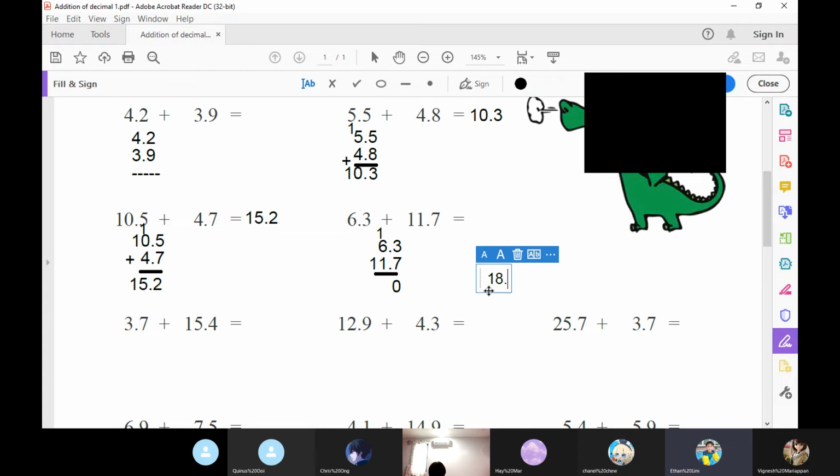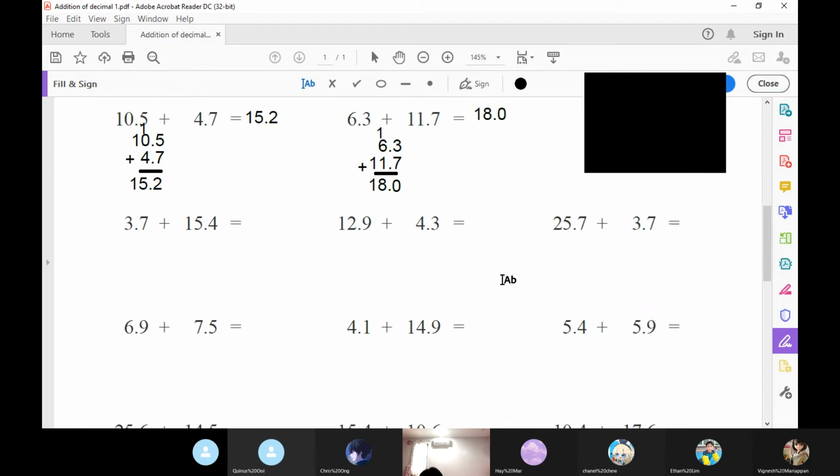So 18.0. Don't forget to put the addition sign there. Thank you. Okay, put the addition sign there. This is how to do the addition. Show the working properly to me before you answer the questions. Okay.